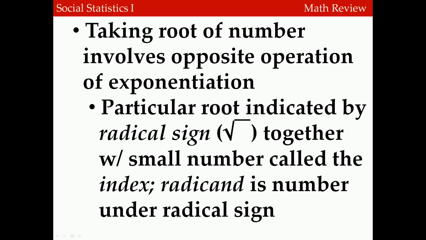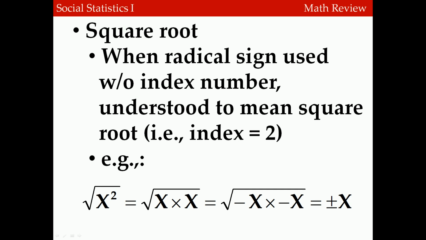Now the opposite operation of taking some number and raising it to a power is to take the root of the number. And so taking the root is basically the opposite operation of exponentiation. A particular root is indicated by a radical sign, together with a small number outside the radical sign called the index, or radicand, that indicates which root is being taken. And so, for example, we could take the square root. And this is when the radical sign doesn't include a number. So if there's no index number, it's understood to be 2.